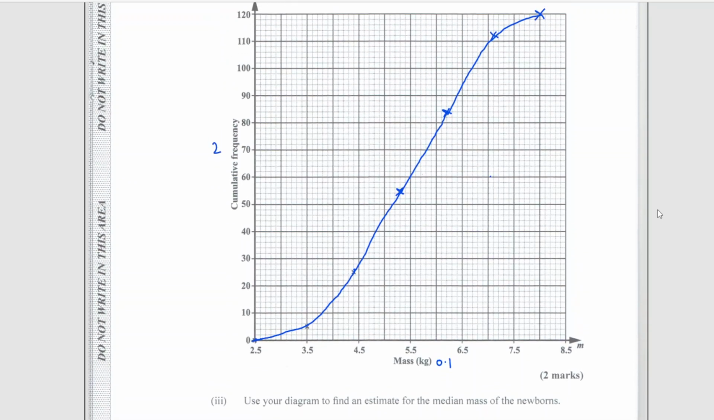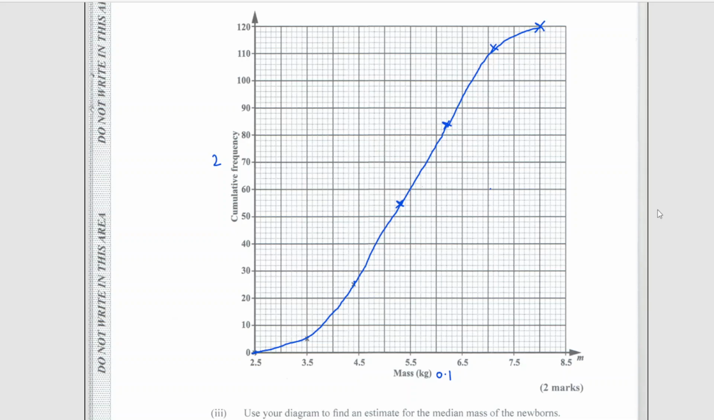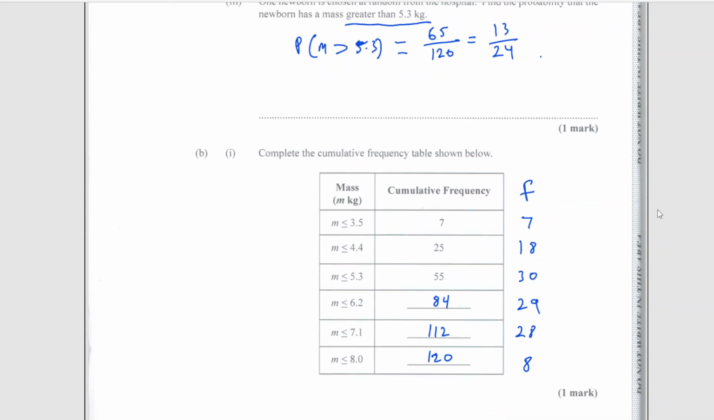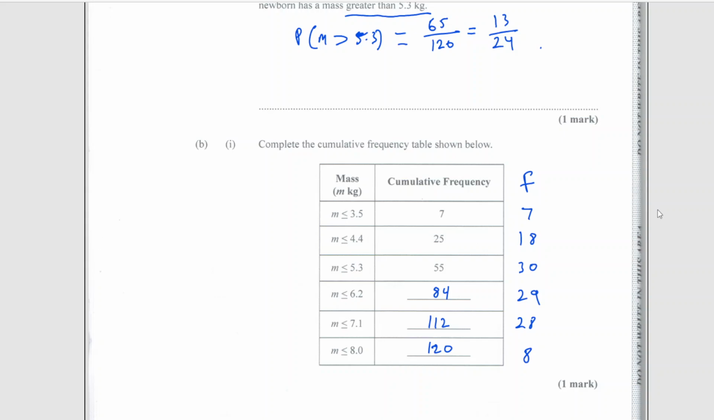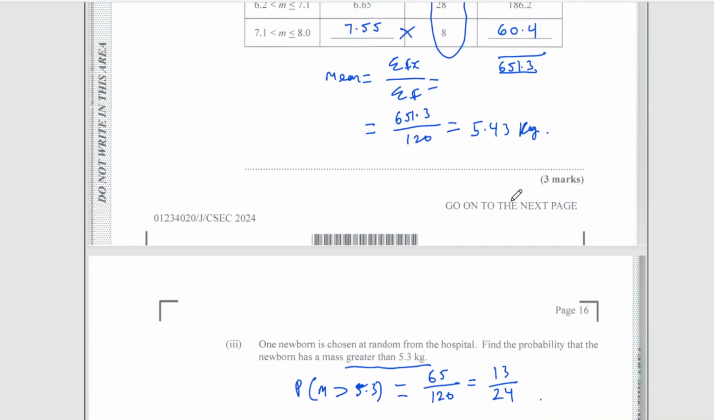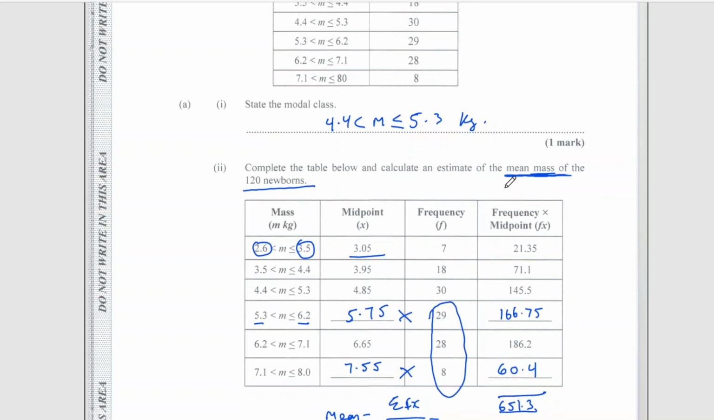Can you go back to B part 1, please? B part 1, the cumulative. Okay. So to get cumulative frequency is a running total of all the frequencies, right? So let me do it up in this table here. Actually, we had that table.